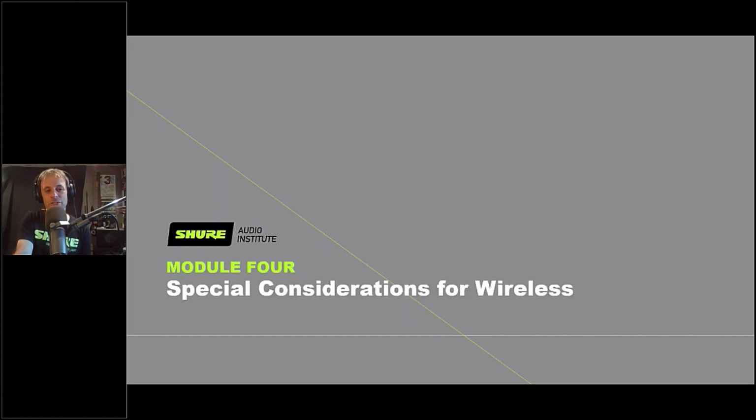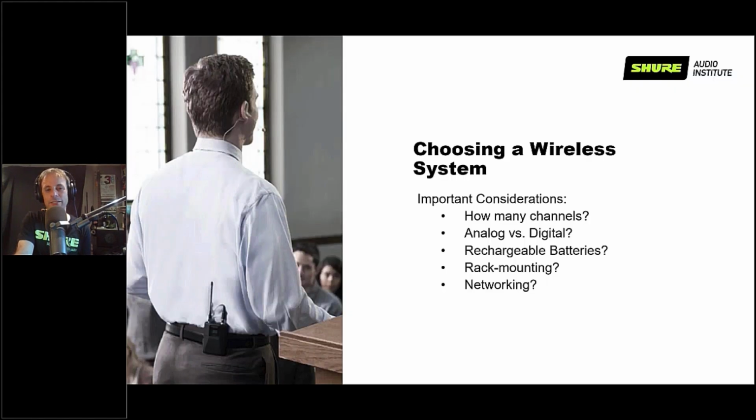Finally, special considerations for wireless. Again, this is brief. Wireless is a huge topic, and we have plenty of other webinars on our webinar page getting into the nitty-gritty of wireless. But some things I just want to leave you with to think about here. The most important question you have to ask, particularly that first one, is how many channels. When it comes to picking a wireless microphone system, the main thing that differentiates less expensive systems from more expensive systems is how many you can use in the same room at the same time.